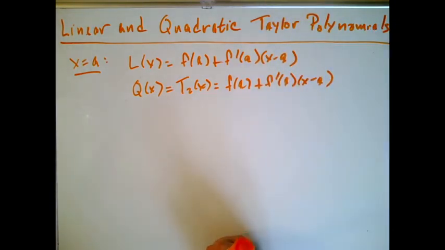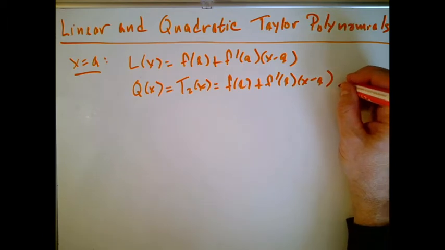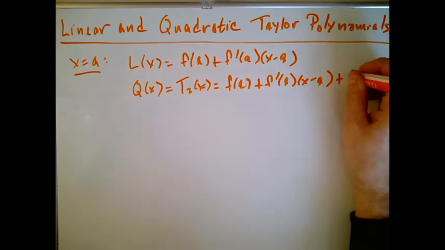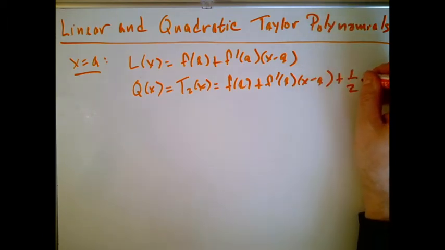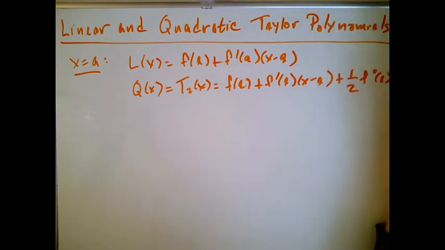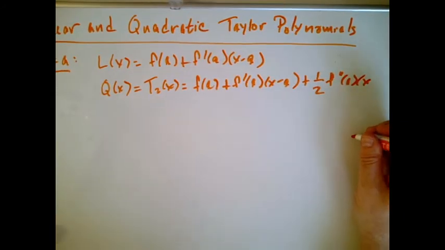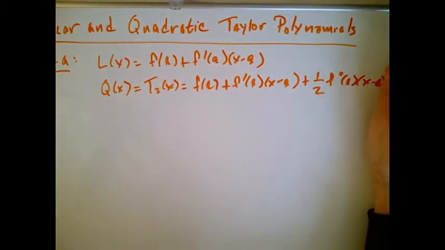But the advantage with this one is that it curves, and so you had to add one more term. And so you added one more term. It was going to be 1/2, and then f double prime at a times x minus a quantity squared. Just like that.